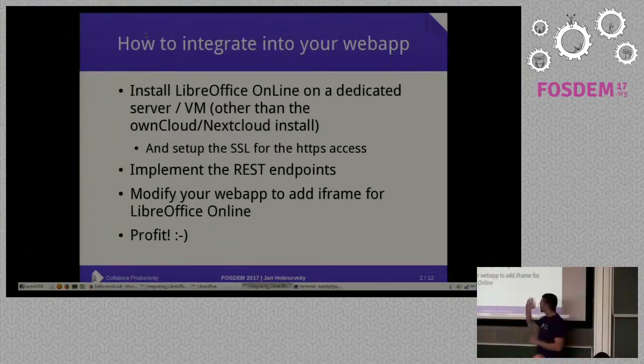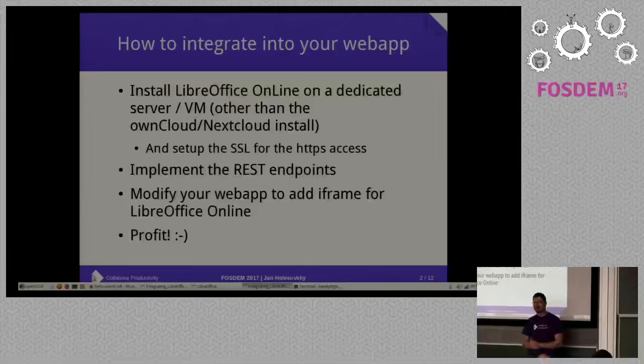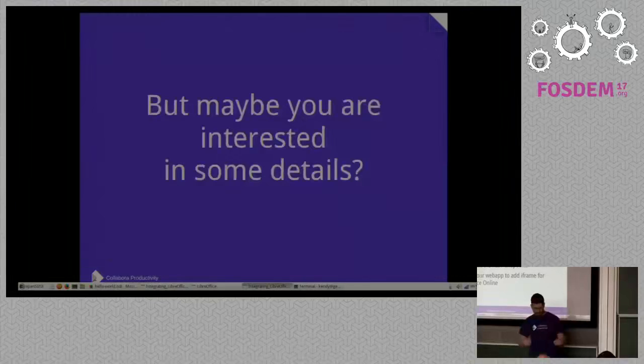So it is actually very easy to do the integration. So you first install the LibreOffice Online and do a bit of setup so that it works in your VM and you are able to see that you are connecting to that. Then in your application that provides the data, you implement some relatively trivial REST API so that LibreOffice Online can actually download or upload the files. Then you modify your web application so that you put the iframe that contains what the user actually sees into the look and feel of your application, and then you profit.